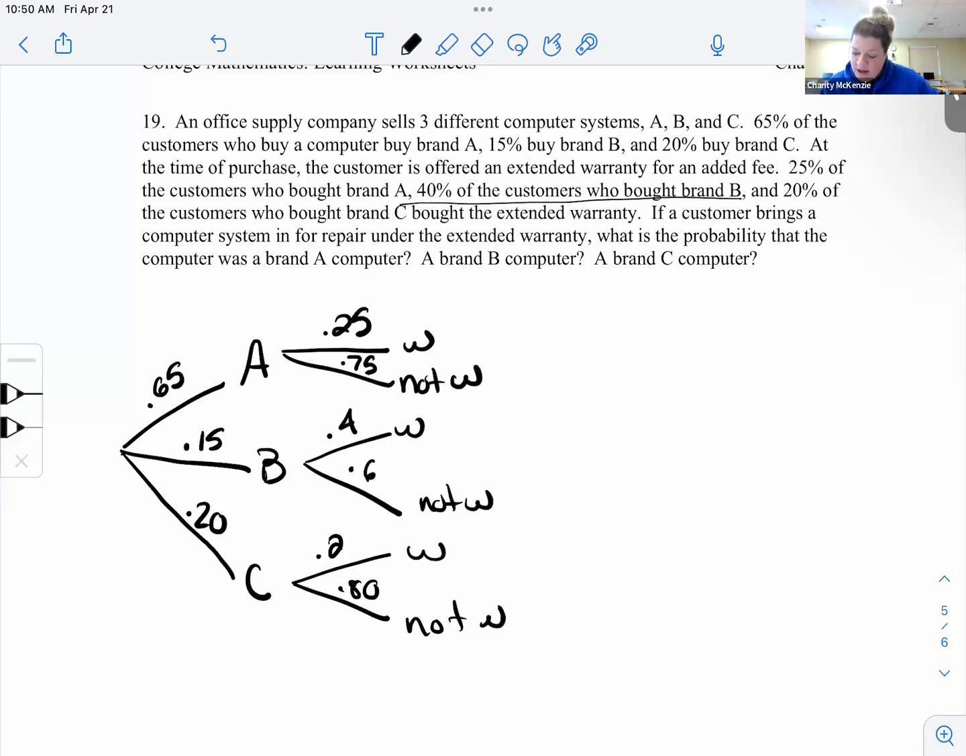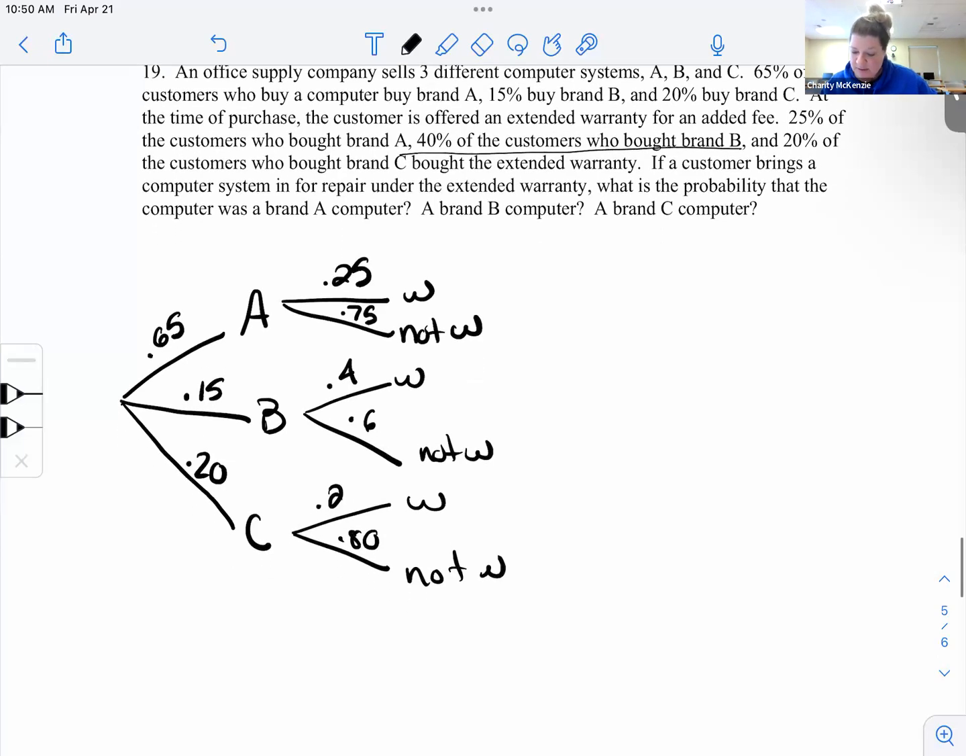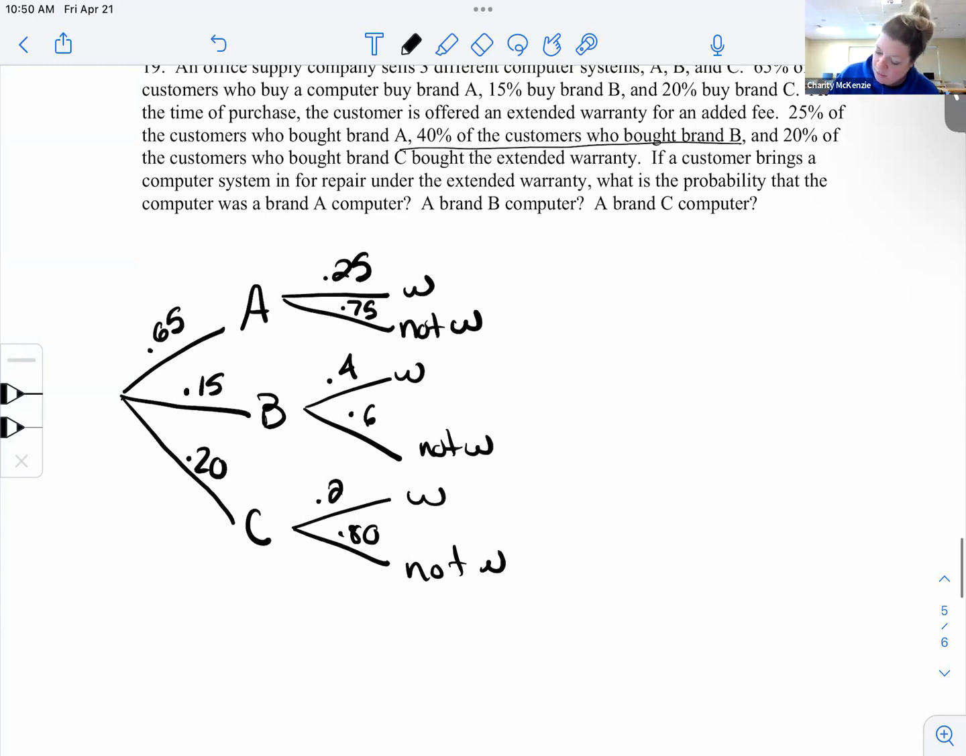If a customer brings a computer in for repair under their extended warranty, what's the probability that the computer was from brand A? So we're really looking for the probability of A given they chose the extended warranty. So they had the warranty and brand A. When we set this up, we need where they both are, A and W. So that's going to be this row.